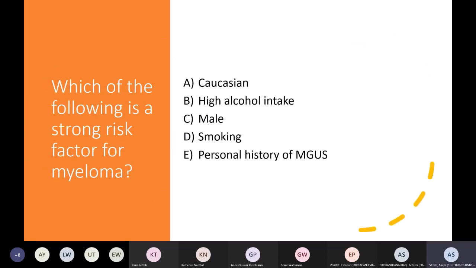So next question, which of the following is a strong risk factor for myeloma? So being Caucasian, having a high alcohol intake, being male, smoking, or having a personal history of MGUS.